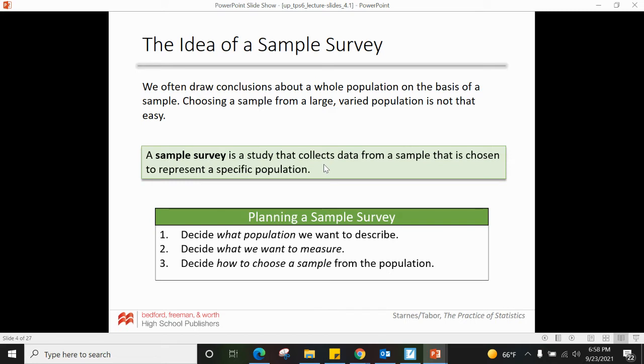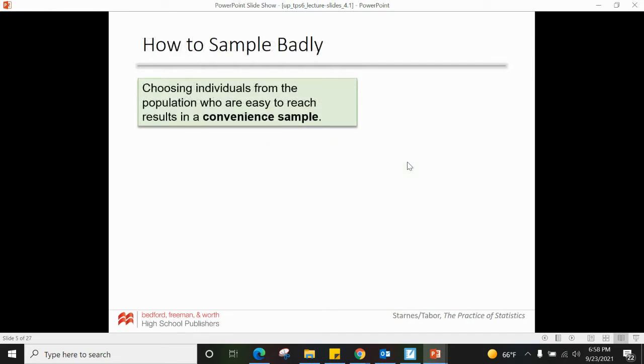So when you're planning to do a sample survey, you want to decide what population we want to describe, what we want to measure, and describe how to choose a sample from that population. And we'll see a bunch of different ways to choose a sample and which one is more beneficial for which. The biggest or the easiest bad way to sample is what's called a convenience sample, and it's choosing individuals from the population who are easy to reach.